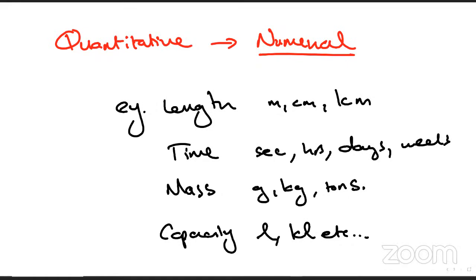All right, qualitative, quantitative. The next two descriptions or vocabulary would be discrete and continuous. You get discrete data and you get continuous data.